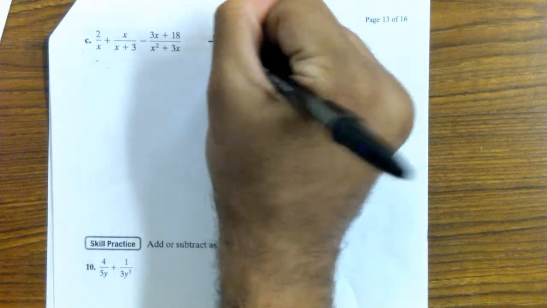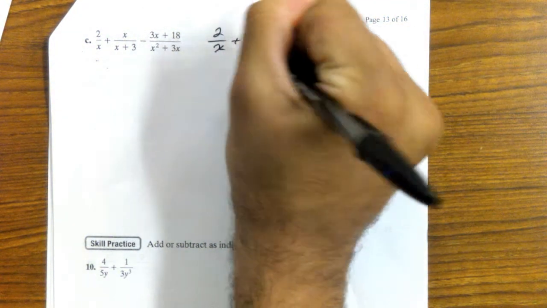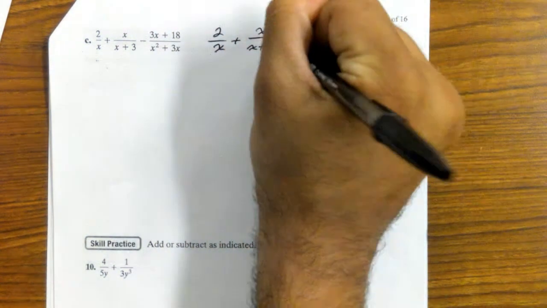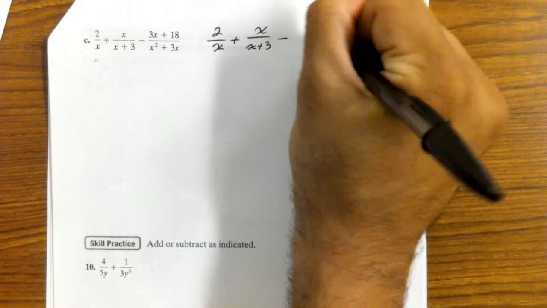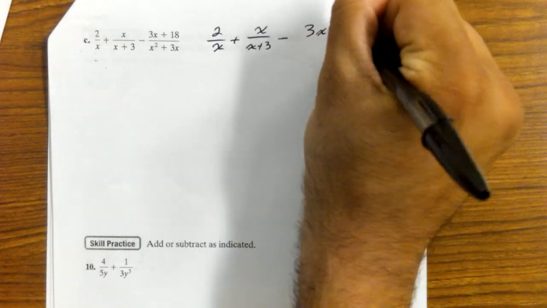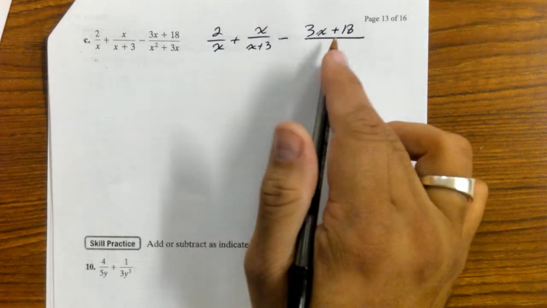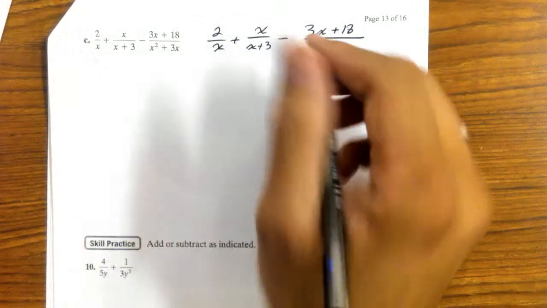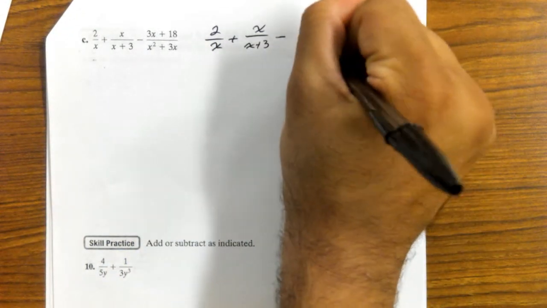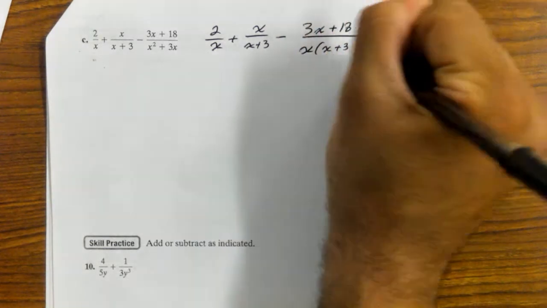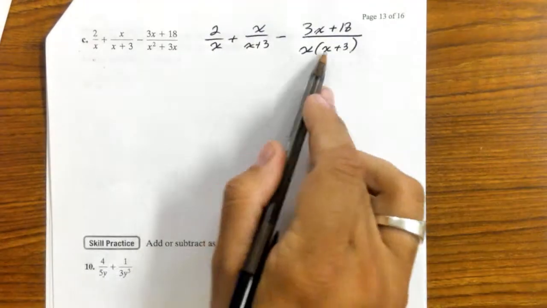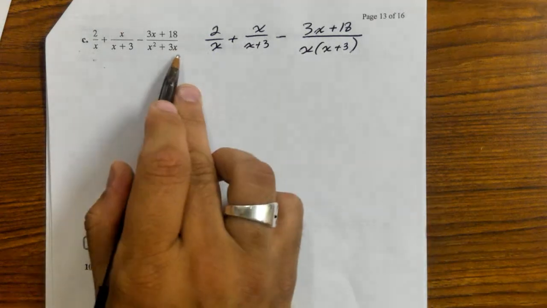2 over x plus x over x plus 3 minus 3. We don't care about factoring the numerator yet. We'll do that at the very end, actually, after adding and subtracting numerators. But x squared plus 3x factors to x times x plus 3. And that's it, because x times x is x squared, x times 3 is 3x.